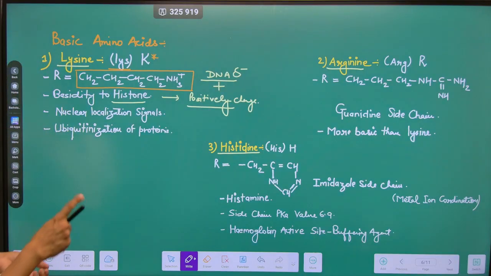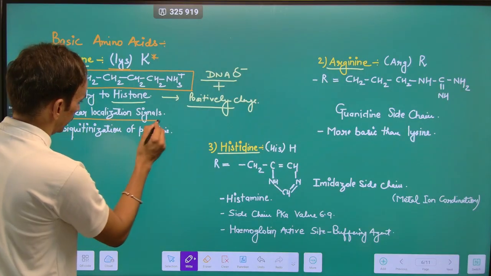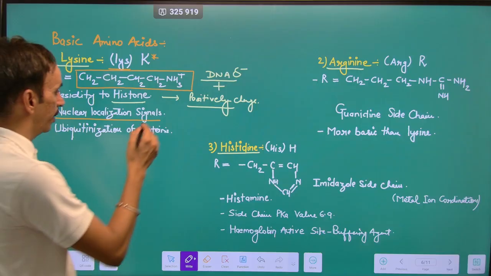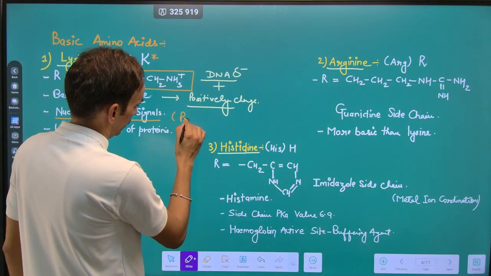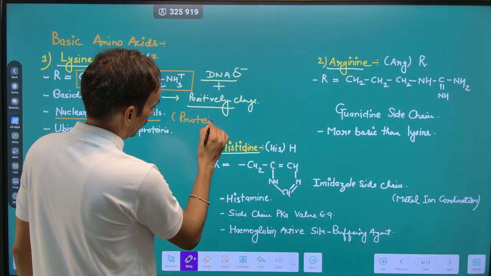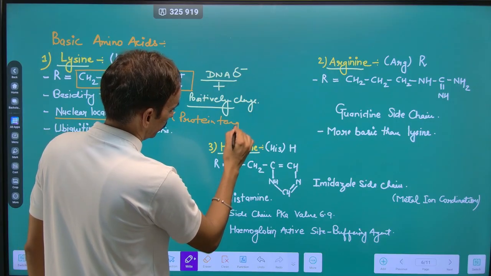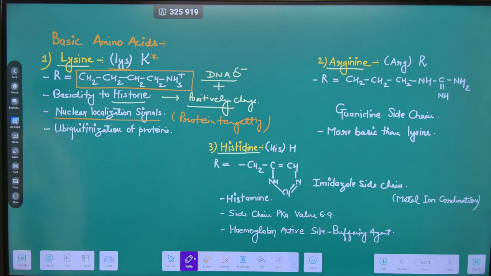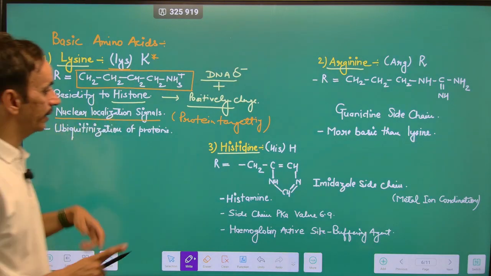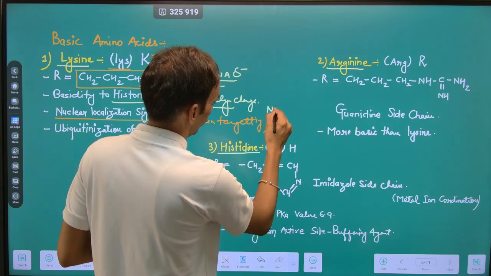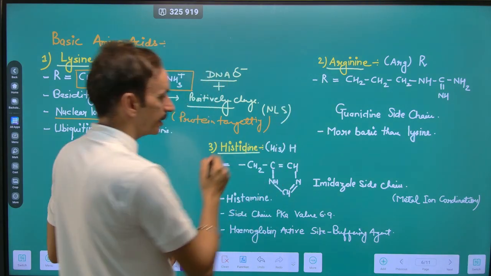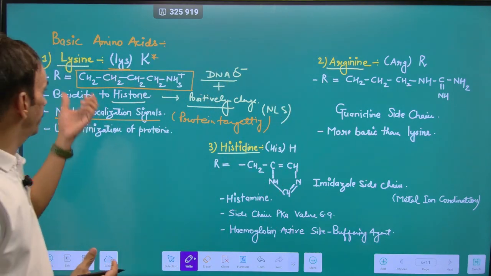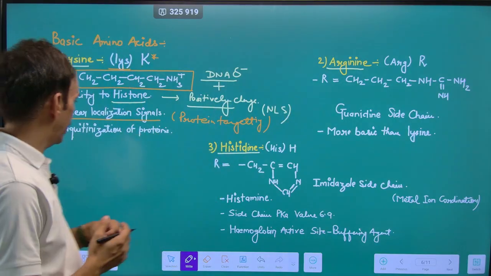Now next is the nuclear localization signals. As we discussed earlier about protein targeting, the protein which is to be targeted towards the nucleus has a nuclear localization signal, or we can say the NLS. Now this NLS is also made up of repeated units of lysine and arginine.